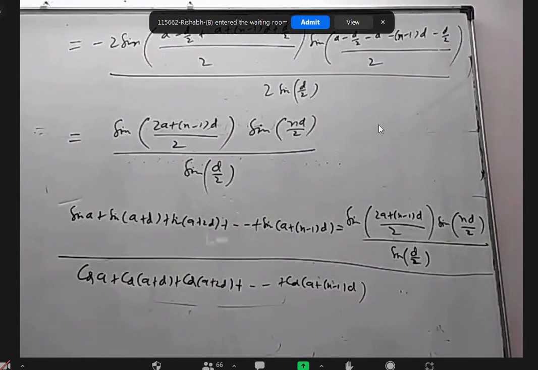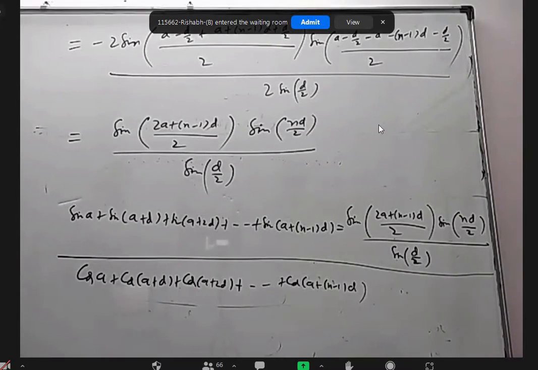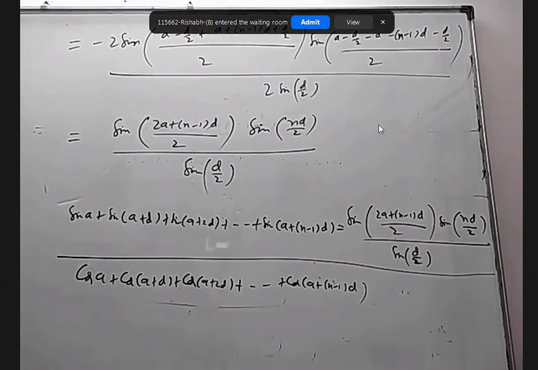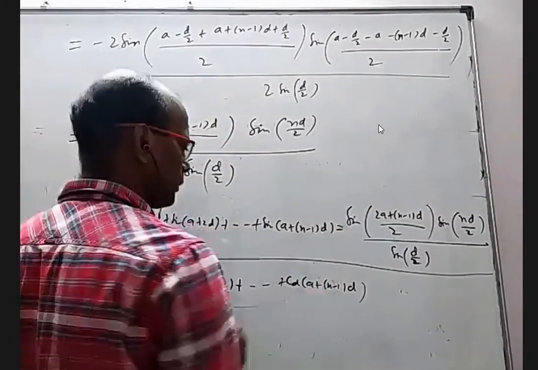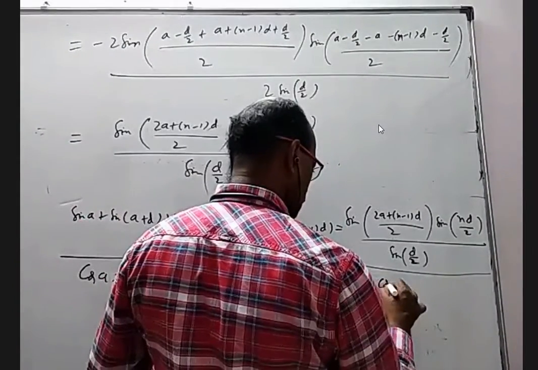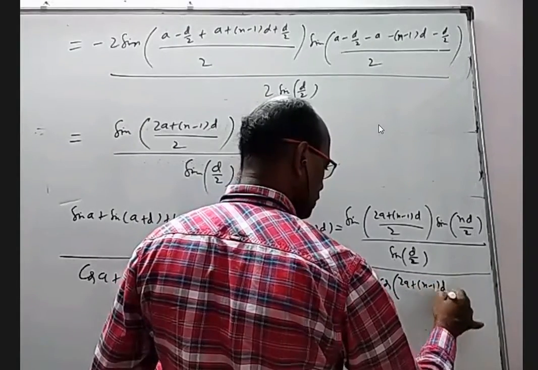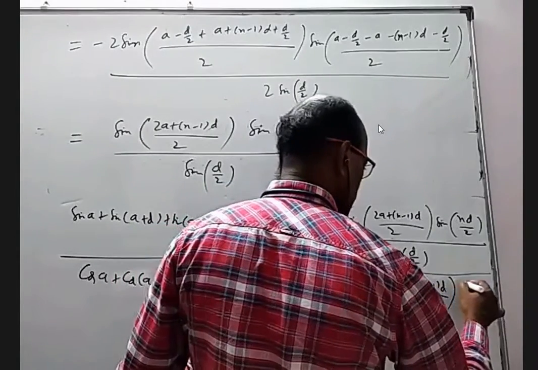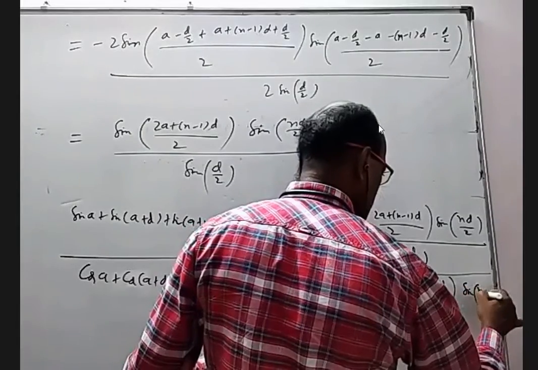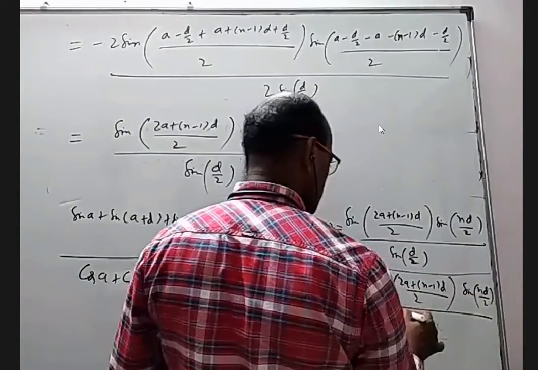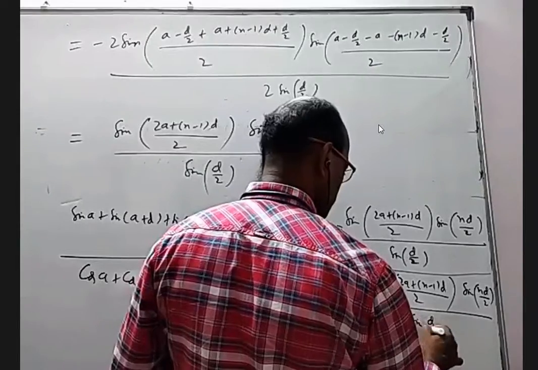Again, give the formula. The formula is the same. Instead of sine, cos will come only for this bigger angle. Only for this. It will be cos of (2A + (n-1)D) by 2. Again, sin nD by 2 only, by sin D by 2.